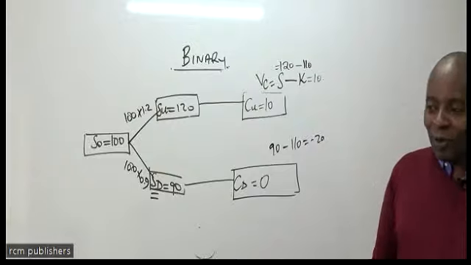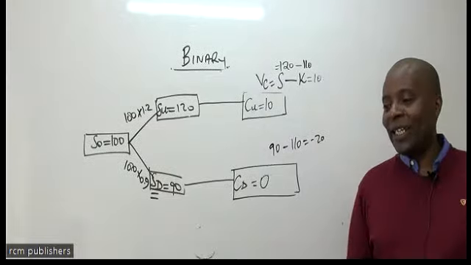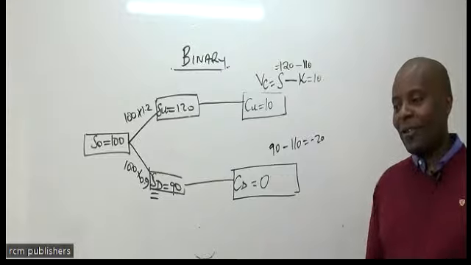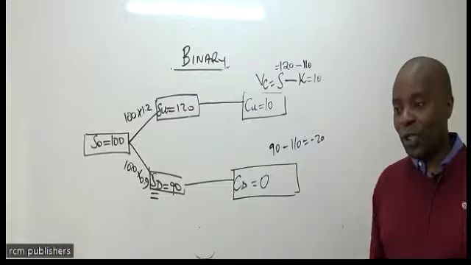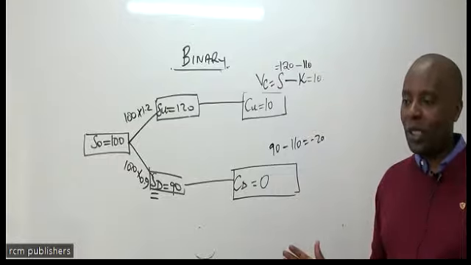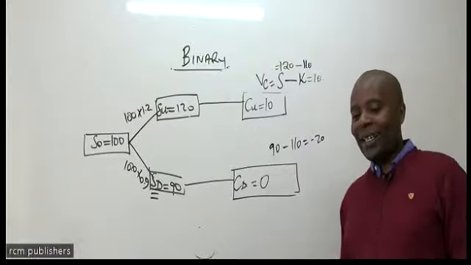So I'm waiting to hear from Evelyn. Evelyn, tell me whether you have seen why we have said 0 and not minus 20, because with options you will never make a loss. Evelyn, it's either you say no, I have not understood, or yes.